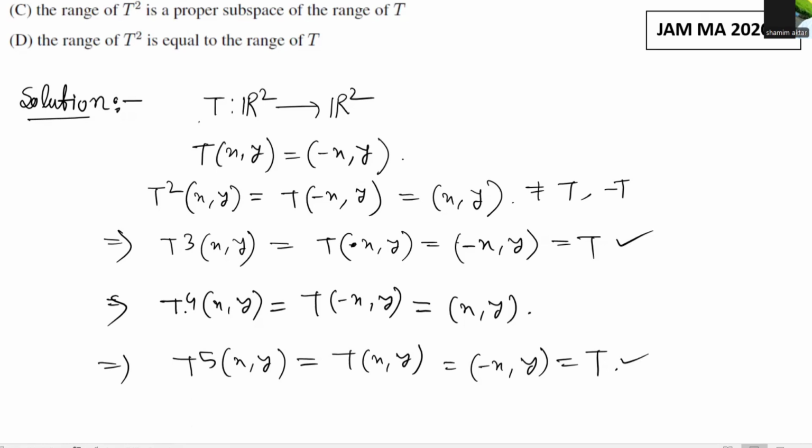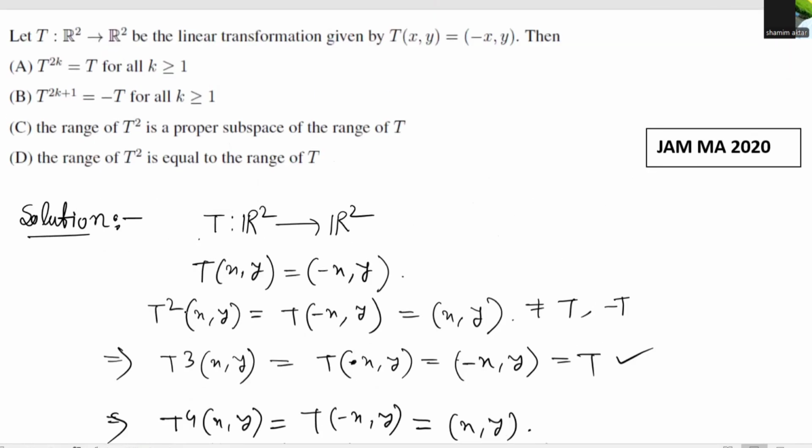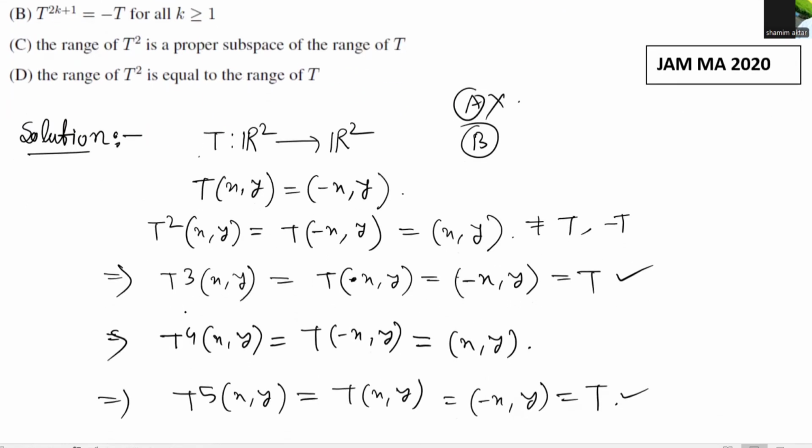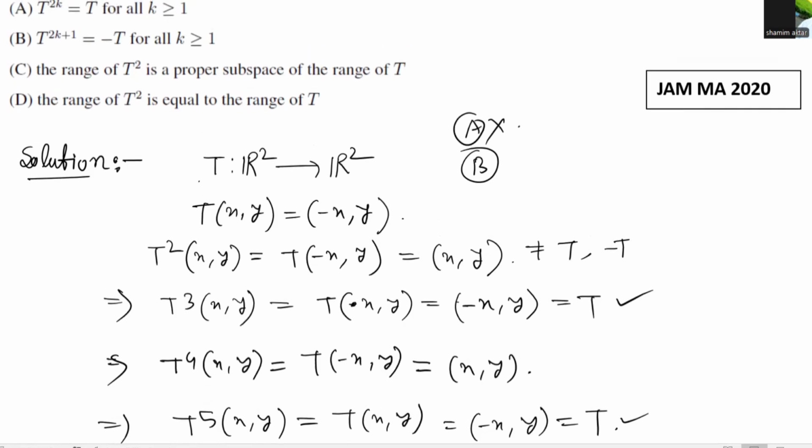So the first option is false, because T to the power 2k, with 2k always an even number, is a false option. Similarly, option B is false because 2k plus 1 is an odd number. And here we observe that T to the power of an odd number equals T, not minus T. So option B is also false.